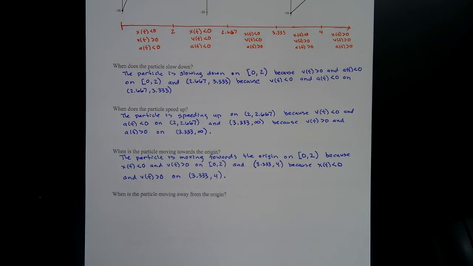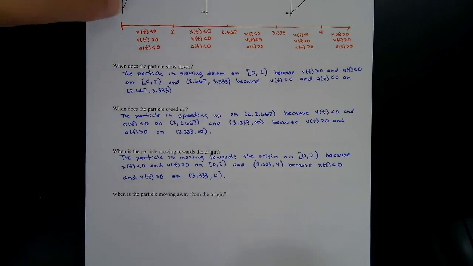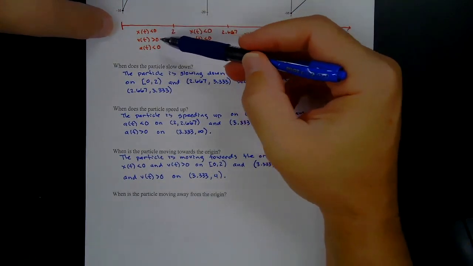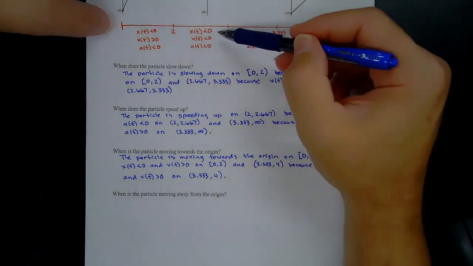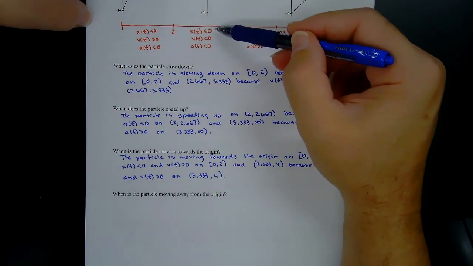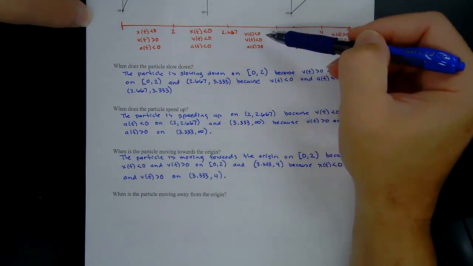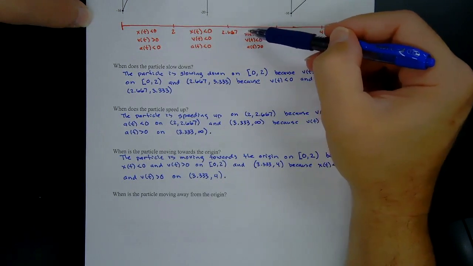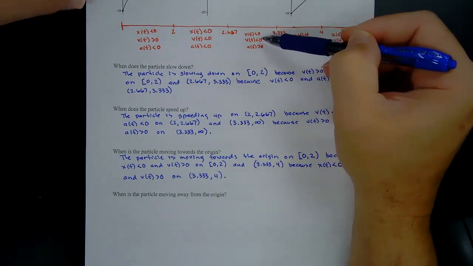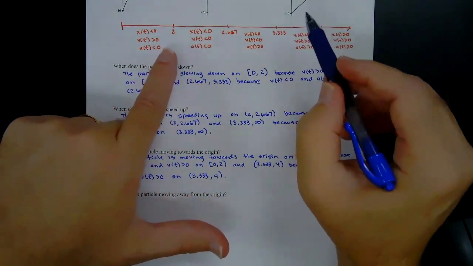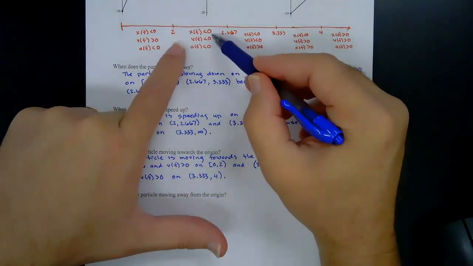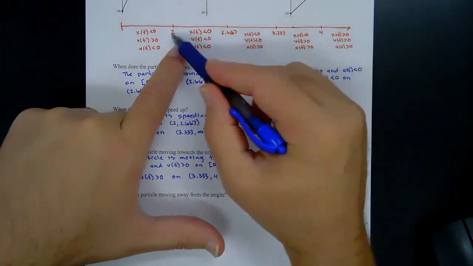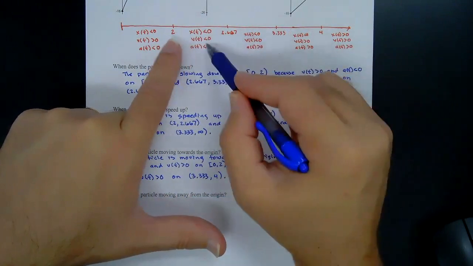So we have to have the same sign, all right? If you look, 0 to 2, that was moving away, right? How about here? 2 to 2.667, and then 2.667 to 3.333. Now you have to ask yourself, they're both negative here and they're both negative here. Do we include the whole thing, or is it two separate ones?